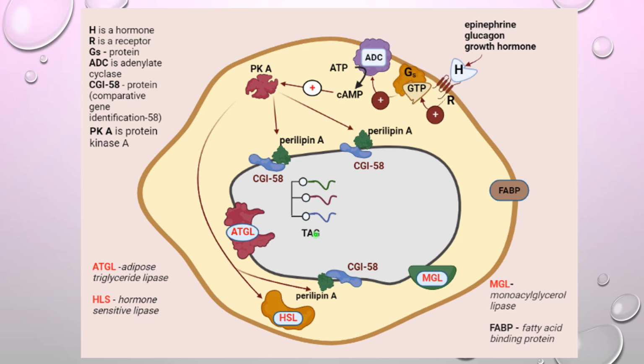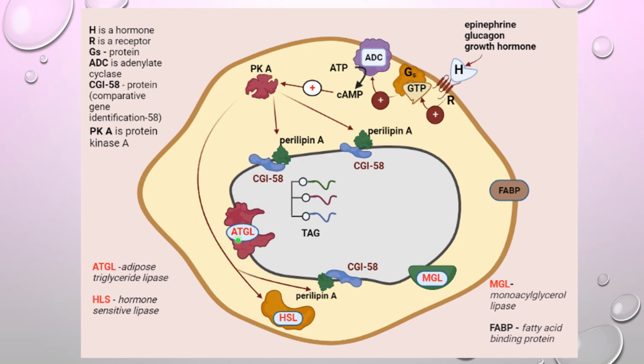This is the scheme of the structure of triacylglycerol. Triacylglycerol in the structure has glycerol and 3 fatty acids, 3 acylglycerols. For hydrolysis of triacylglycerols in adipocytes, there are 3 enzymes. These 3 enzymes are here.